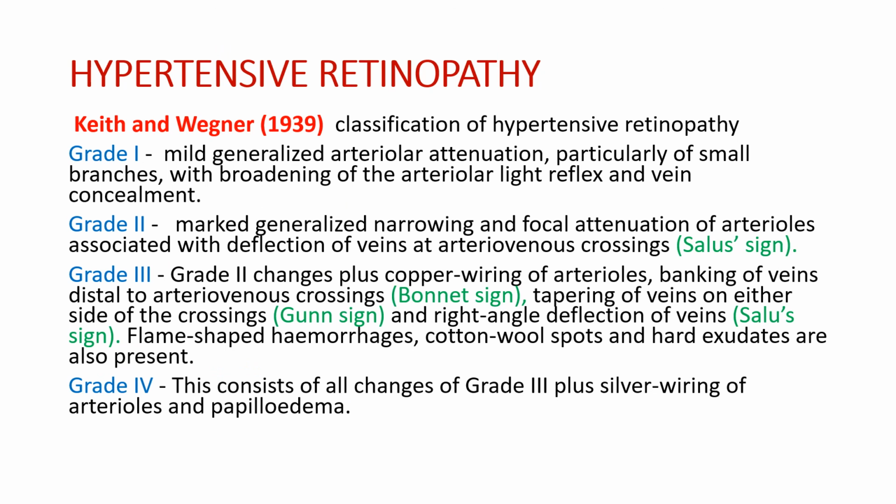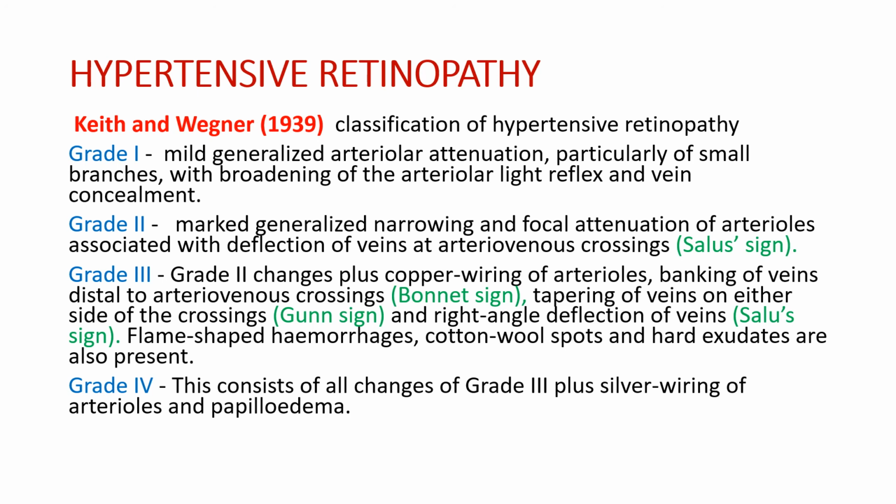Keith and Wagner classification of hypertensive retinopathy. Grade 1. It will show mild generalized arteriolar attenuation, particularly of small branches, with broadening of the arteriolar light reflex and vein concealment. Grade 2. Marked generalized narrowing and focal attenuation of arterioles associated with deflection of veins at AV crossings. This is called Salus sign.